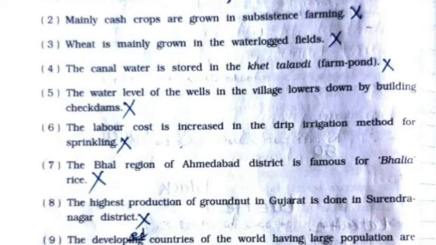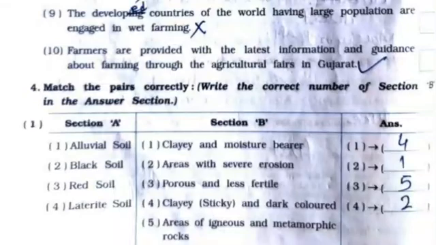Sixth, the labor cost is increased in the drip irrigation method for sprinkling. It is false. Seventh, the Bhal region of Ahmedabad district is famous for Bhalia rice. It is false. Eighth, the highest production of groundnut in Gujarat is done in Surendranagar district. It is false. Ninth, the developed countries of the world having large population are engaged in wet farming.